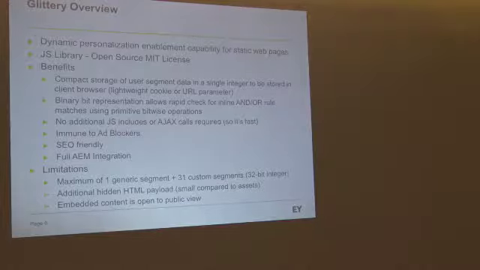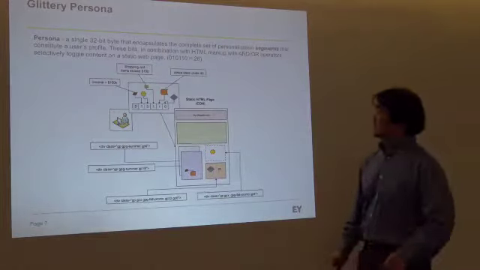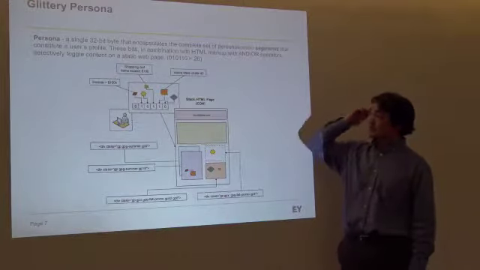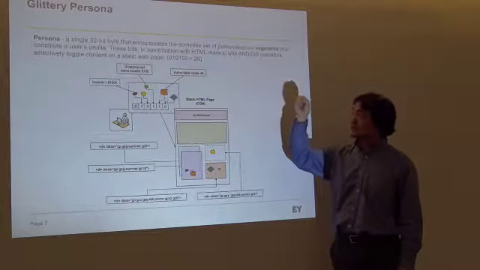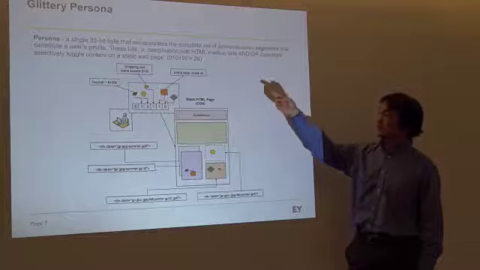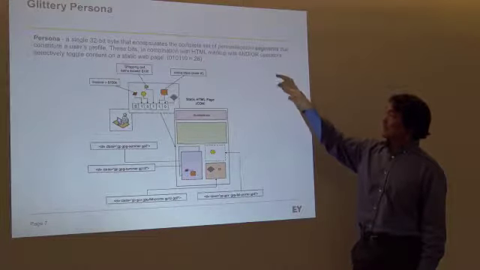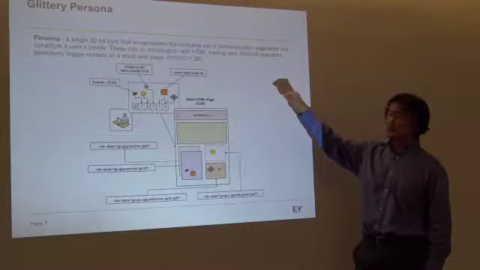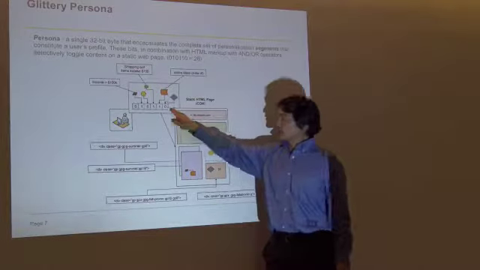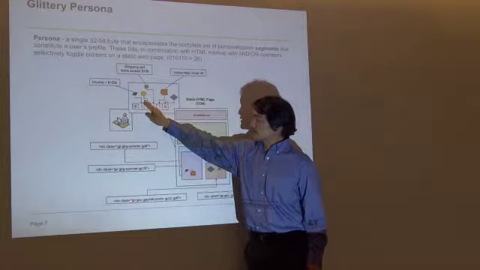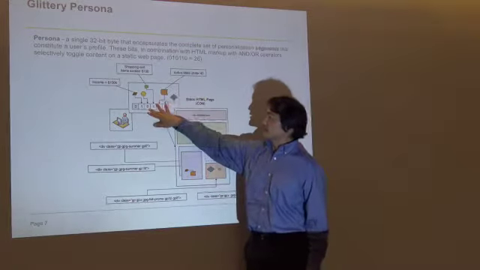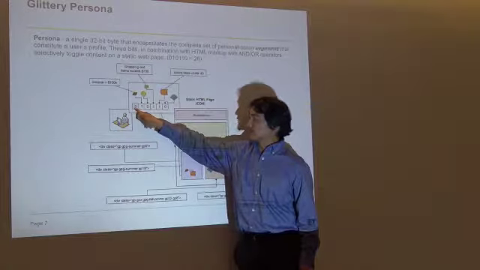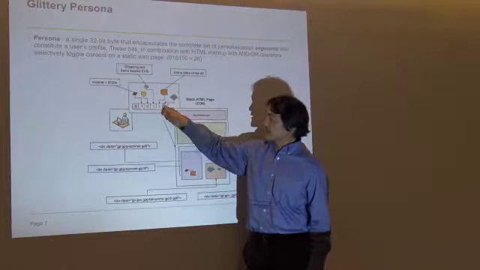Okay, so getting to the nitty-gritty. I just want to introduce a concept called a persona. In Glittery, there's a 32-bit byte that encapsulates a complete set of personalization segments that constitute the user's profile. I only wrote 6 boxes here, but you could think of it as going on and on. So this box represents the default segment, and then basically everything else.